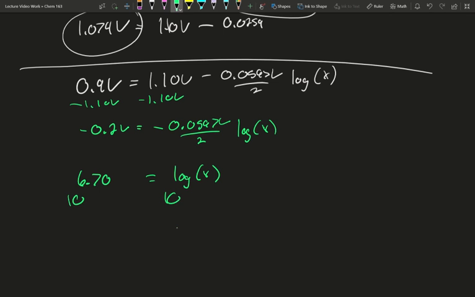Take 10 to both sides. That gives 5.01 times 10 to the 6, so about 5 million times different. So one of them at 1 molar, the other at half a micromolar. That's a pretty significant difference before you're down to 0.9 volts.